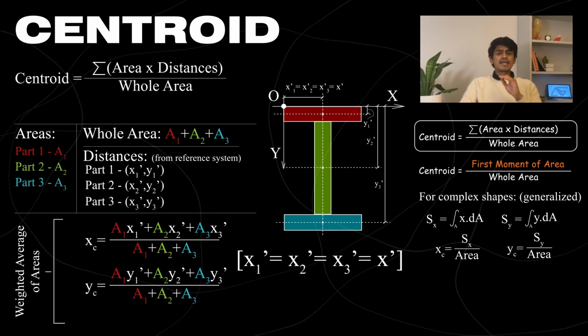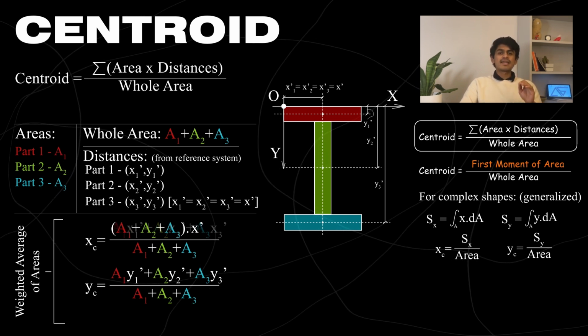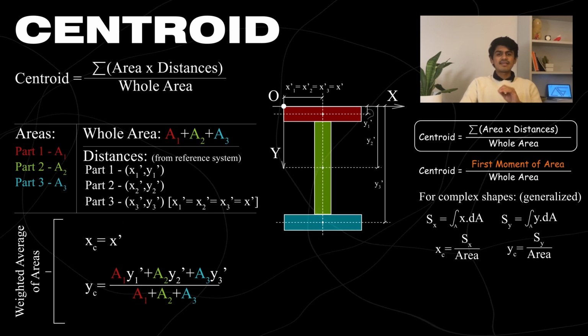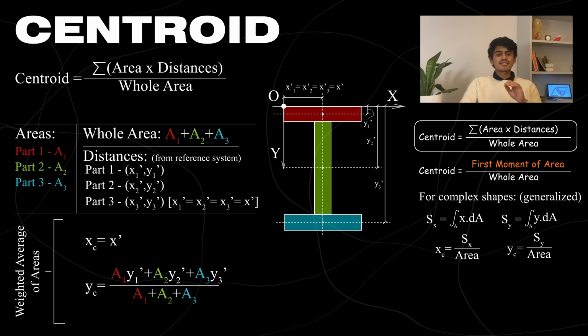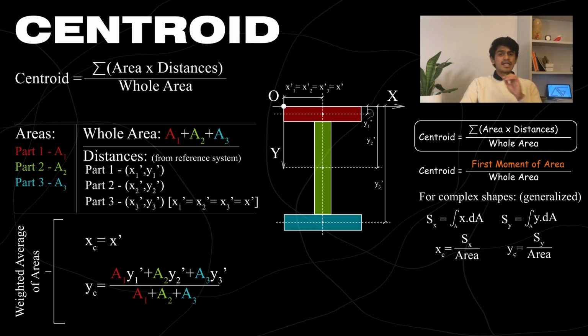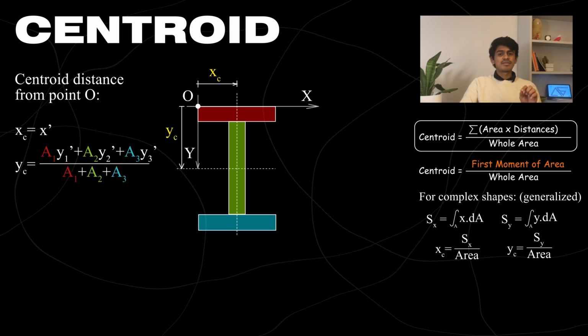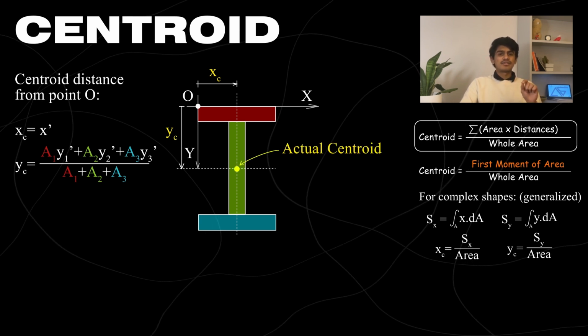We know that x1', x2' and x3' are equal to x'. That's why we can take x' common and the whole areas will cancel. Hence xc is equal to x'. And yc will be the same: a1 y1 plus a2 y2 plus a3 y3 divided by the whole area. By plotting xc and yc from the assumed centroid, which is point O, we can find the actual centroid.